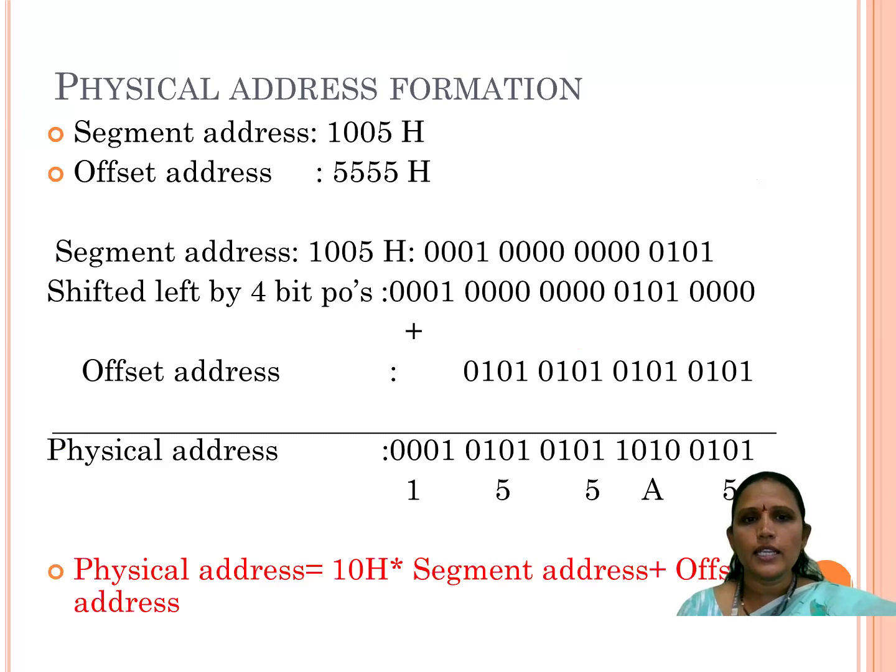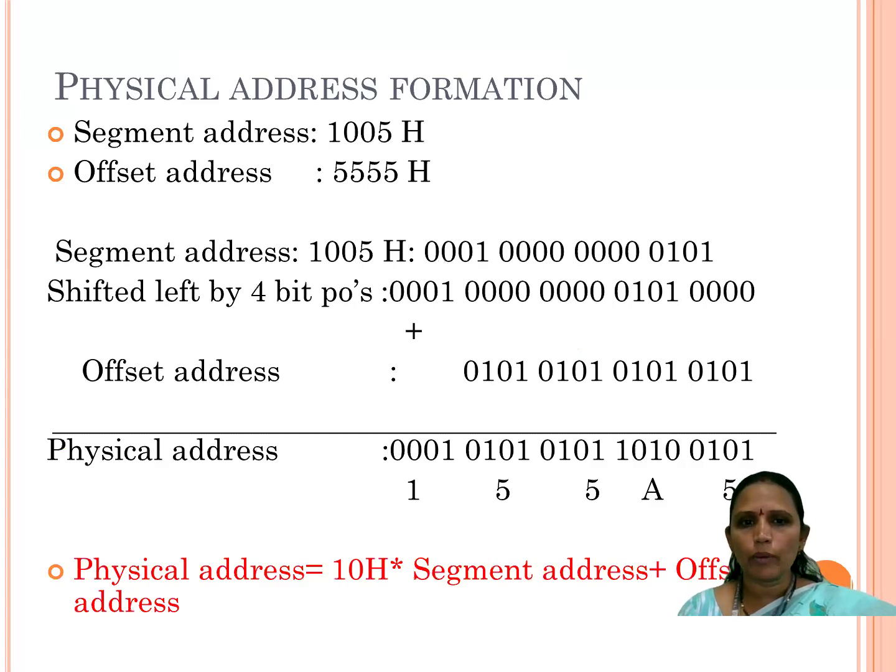Now you can see the physical address formation. How do we form the physical address? Here I'm going to explain with an example. Physical address equals 10H times the segment address plus the offset address. Here I consider the segment address equal to 1005H and the offset address equal to 5555H. These are hexadecimal numbers.